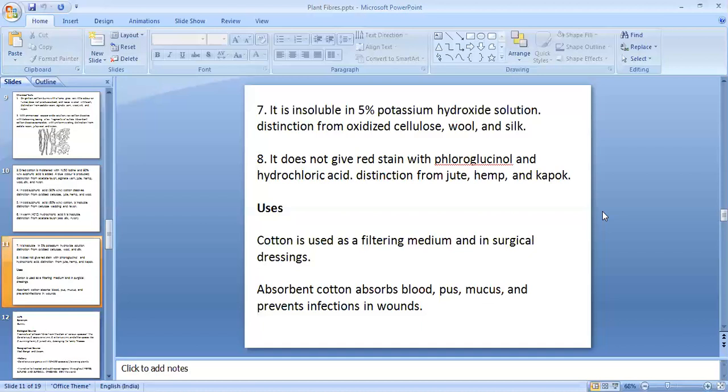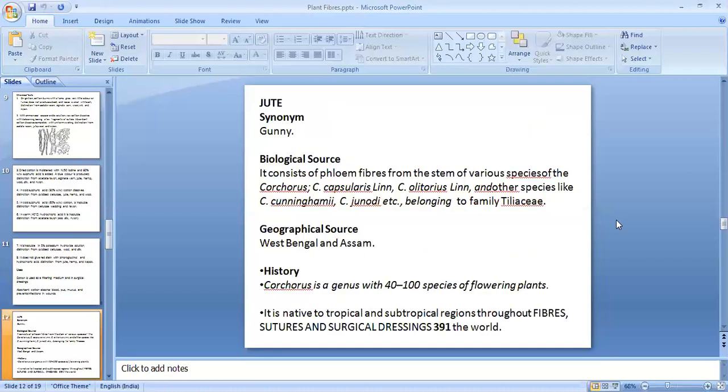And when you just see the storage of absorbent cotton, it should be stored in a cool place protected from light and moisture. And usually they are rolled between the sheets of cotton, carded and rolled between the fibers, and long storage will make the fibers brittle and makes the absorbent into non-absorbent. So that is the pharmacognosy of absorbent cotton. And next we'll see about jute.